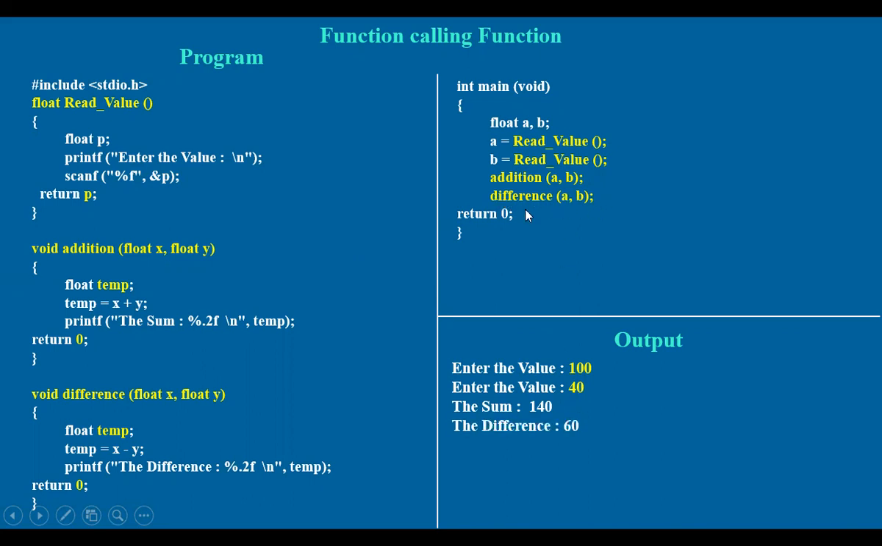Next, this function is called, difference. A, B, right? 100 minus 40, so 60. That's how we can reduce the number of times we call functions. It depends on the values, of course. Depending on the values and where to use this read value function, we'll be calling the functions like this.